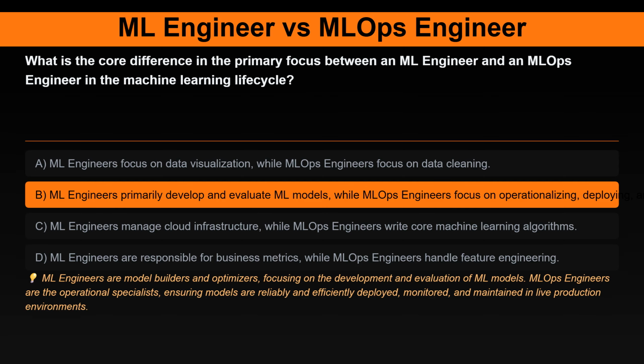The correct answer is ML engineers primarily develop and evaluate ML models, while MLOps engineers focus on operationalizing, deploying, and monitoring these models in production. Here's the explanation. ML engineers are model builders and optimizers, focusing on the development and evaluation of ML models. MLOps engineers are the operational specialists, ensuring models are reliably and efficiently deployed, monitored, and maintained in live production environments.